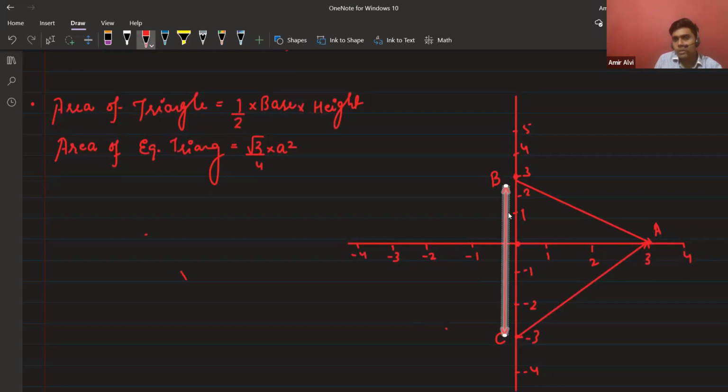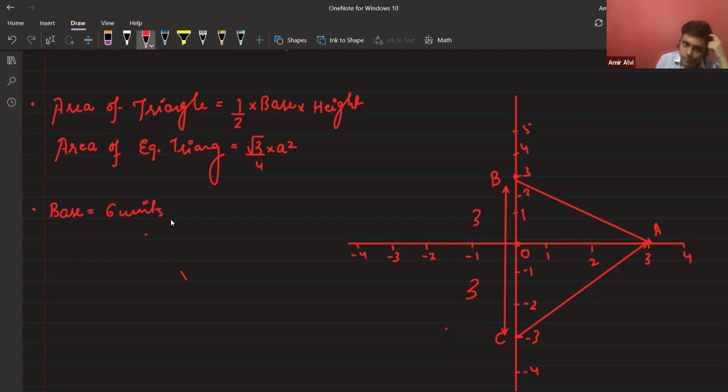B to C is 6 units. B to O is 3 and O to C is 3. So 3 plus 3, it would be 6. So base is equal to 6 units.